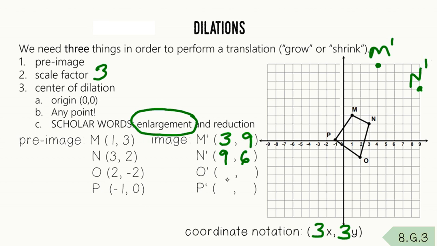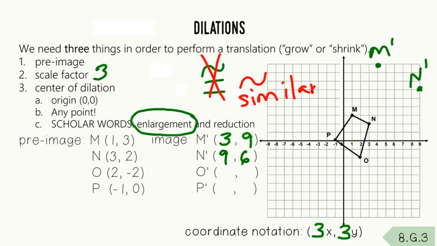I would like you to please finish finding the locations of O prime and P prime, connect all 4 points to form your quadrilateral, and we should notice then that our new shape is not congruent. Our pre-image and image are not congruent to each other. They are not the same size, but they are the same shape. The same shape, but not the same size. My pre-image and my image will be similar, but not congruent.